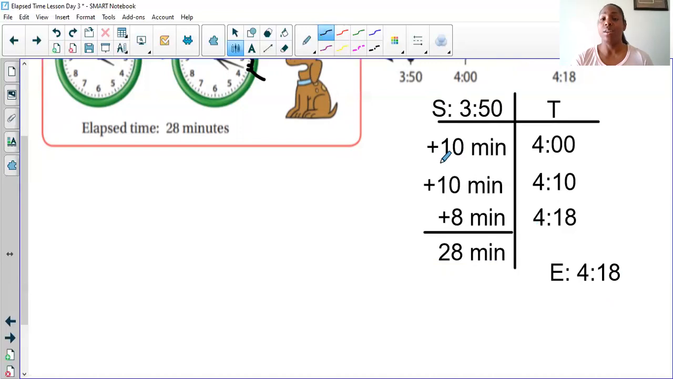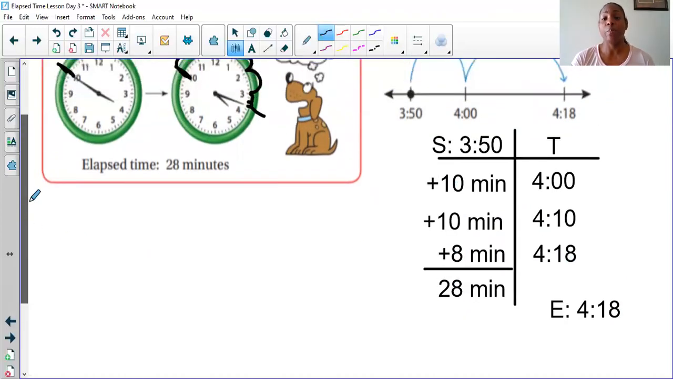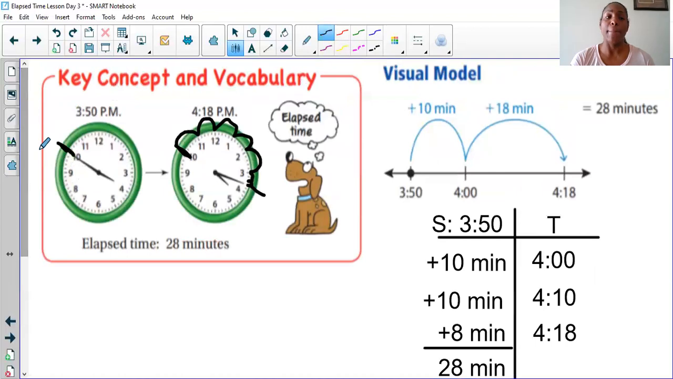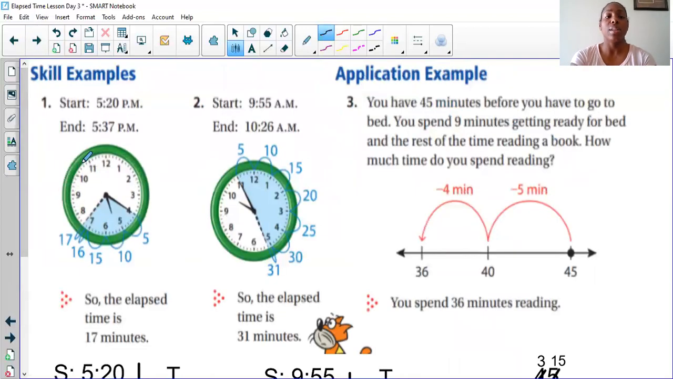So like I said, make that easy transition by going to the next hour. So we do the 10-minute jump to the 4 o'clock hour. Then I took another 10-minute jump and that got me to 4:10. And then I did an 8-minute jump to get me to 4:18. And when I added that all up together, I got the answer or result of 28 minutes. So how much time passes between 3:50 and 4:18? 28 minutes. So let's take a look at some more examples that they provided us.